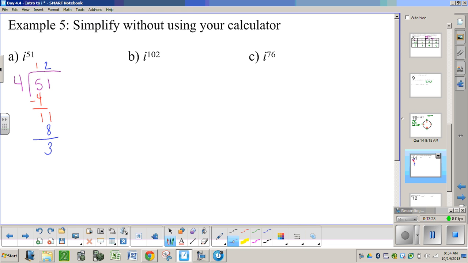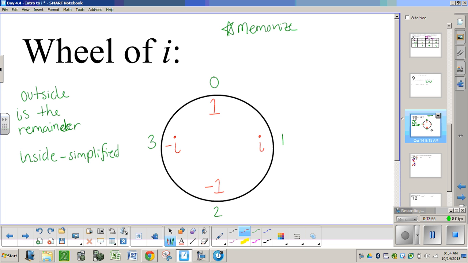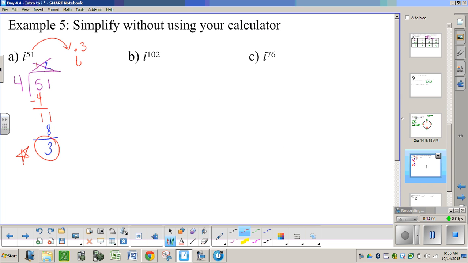Now here's the best part about this. We don't care how many times 4 went into 51. I don't care how many times 4 goes into the exponent at all. What I really am concerned about is the remainder. That is the important piece of information. Remember, your remainder will always be 0, 1, 2, or 3. In this case, it's 3. So i to the 51st is the same thing as i to the third. Now I'm going to look back at my wheel of i. I go around to i to the third. That simplifies to negative i. So I know that i to the third is equal to negative i. That is the most simplified answer that you can give.